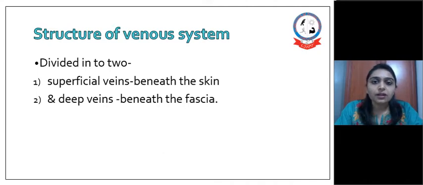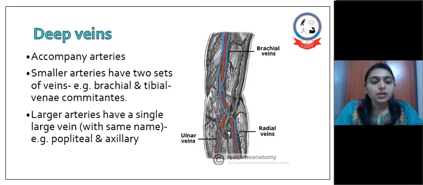Let's understand the deep veins anatomy. The deep veins usually accompany arteries. The smaller arteries have two sets of veins. For example, brachial arteries and tibial arteries usually accompany a pair of veins. As we can see here in the figure, brachial arteries are accompanied by two brachial veins, ulnar artery is accompanied by a pair of ulnar veins, and radial artery is accompanied by a pair of radial veins.